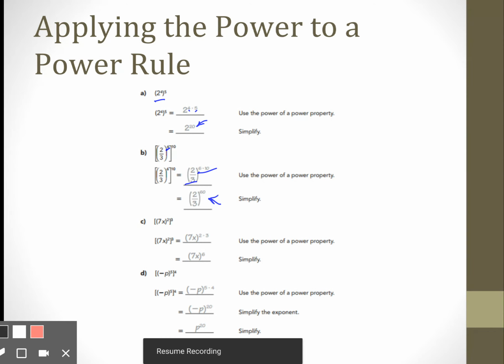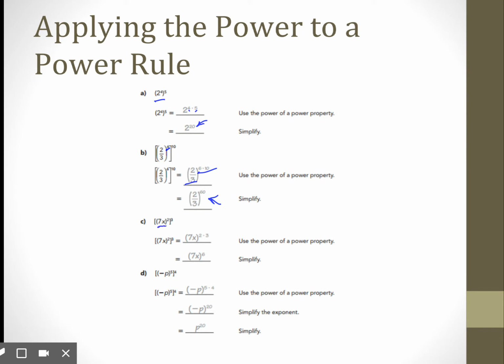Here in example C, we have 7x squared. Again, the whole thing 7x is squared because they put it in parentheses, and then that raised to the 3rd power. Since 7x is in the parentheses, we keep it in parentheses and multiply the two exponents of 2 and 3. And when simplified, you get 7x to the 6th power.